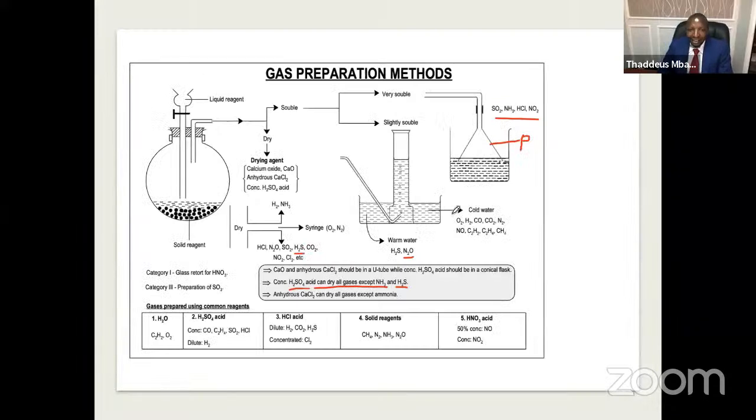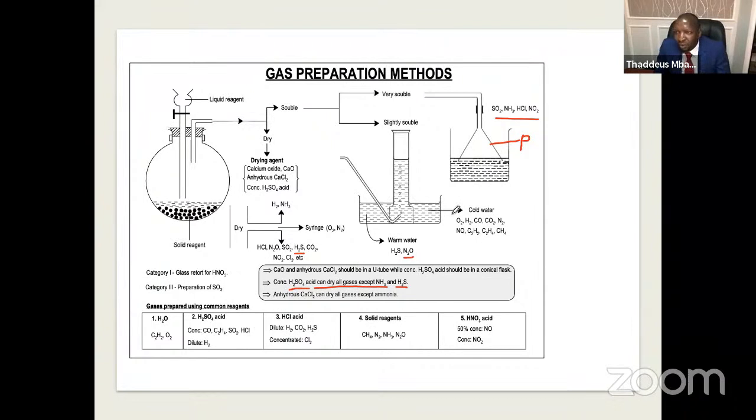So conc sulfuric acid can dry all gases except ammonia, hydrogen sulfide, and alkenes. So you don't have to cram. You have been given, for example, complete the diagram below to show how you can prepare and dry a sample of nitrogen, like the one we gave you. You pick conc sulfuric acid. As long as it's not ammonia and hydrogen sulfide, it can dry all the other gases, except ammonia, hydrogen sulfide, and alkenes. The other one is fused, anhydrous calcium chloride, which can dry all gases except ammonia. So all the other gases, the 18, the 17, you can dry them using anhydrous calcium chloride.